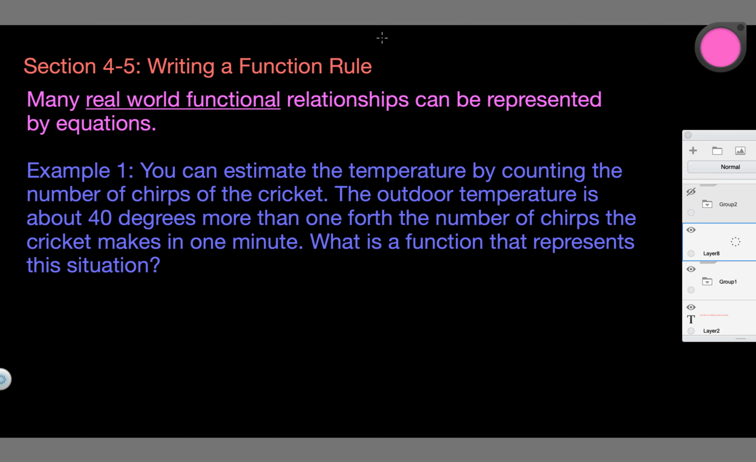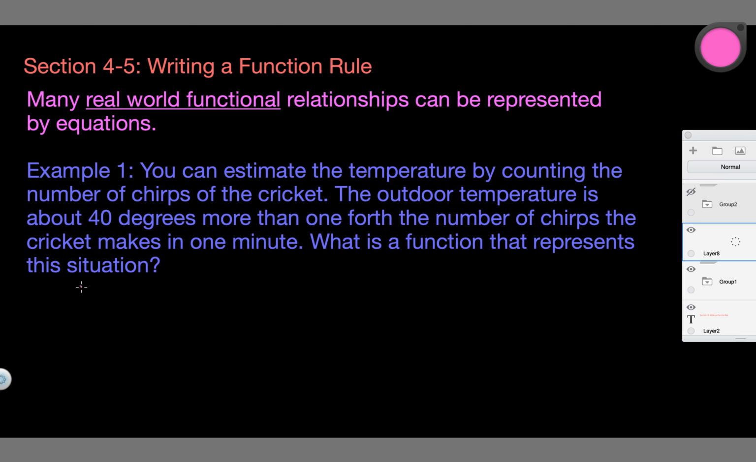Okay, so first up, our first problem says that you can estimate the temperature outside by counting the number of chirps of the cricket. I know it sounds weird. The outdoor temperature is about 40 degrees more than 1/4 of the number of chirps the cricket makes in 1 minute. What is the function that represents the situation? So we know in a function that there are two variables. So let's first define our variables.